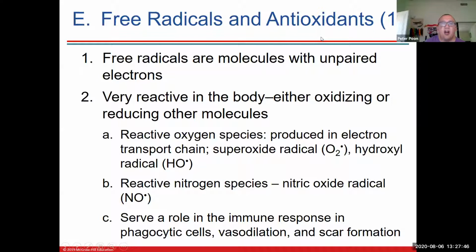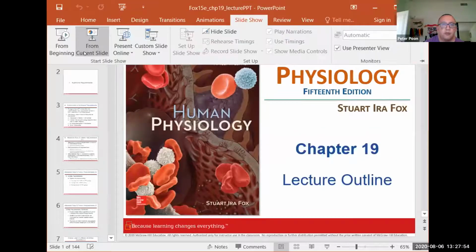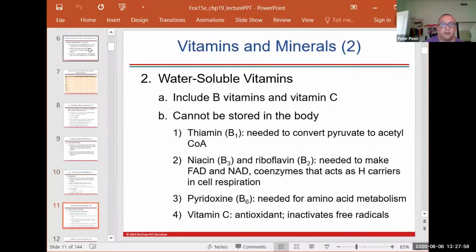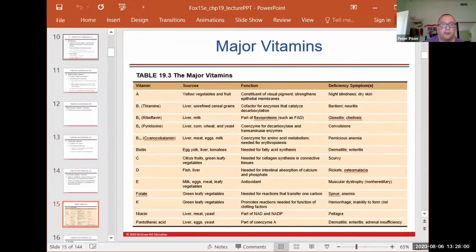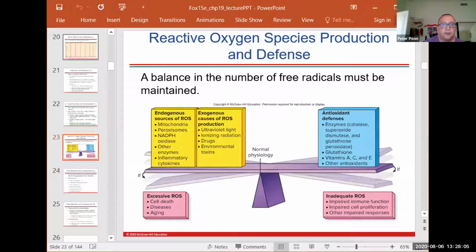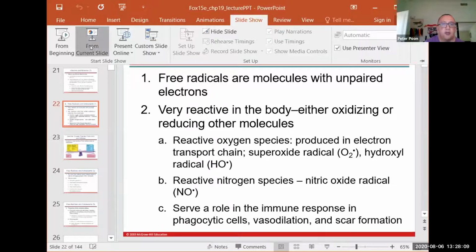Free radicals and antioxidants. I don't know why it's doing this.